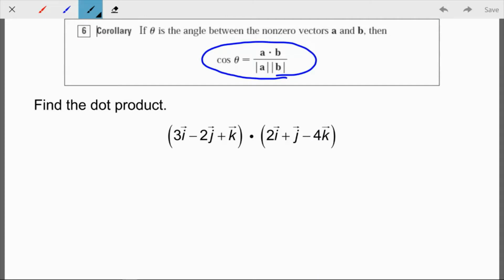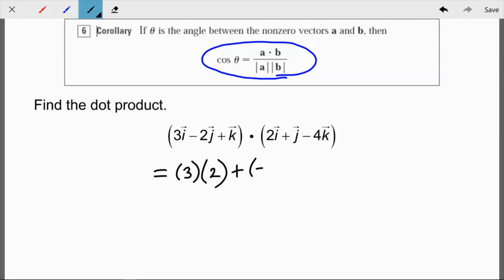So this problem says find the dot product between these two vectors. If I'm going to find the dot product, remember, I'm just going to multiply the corresponding components, and each product that I get, I'm going to sum those up, and that's going to give me the dot product. So in this case, for the I components, I have 3 and 2, so 3 times 2.